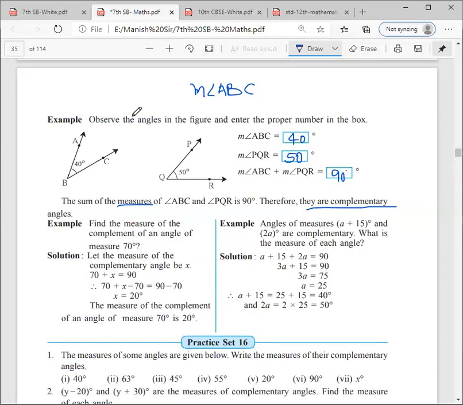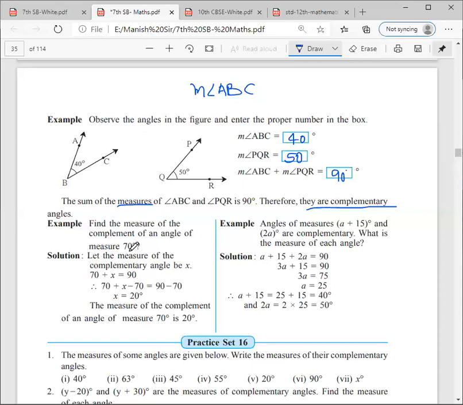In a similar manner, try to understand this, please. If someone says that ABC and PQR are complementary angles, and ABC is 40 degrees, what is PQR? Understood what I'm asking? 50 degrees. If both the angles form a complementary angle, it is 50 degrees. Very simple.